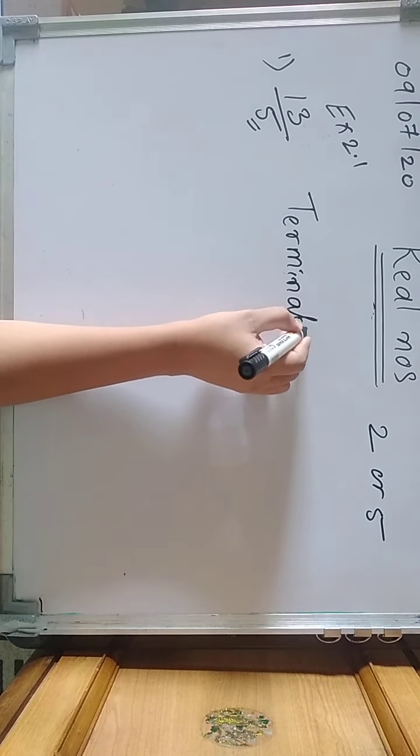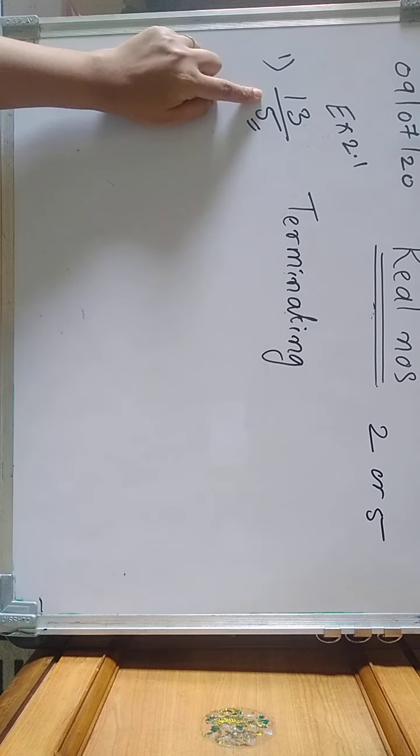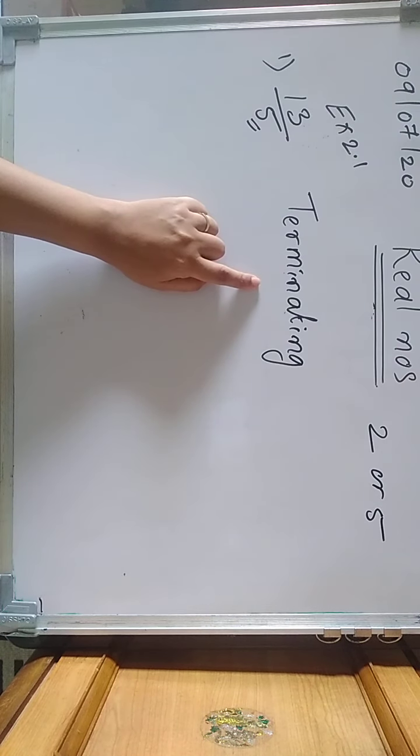It will be in the terminating format. Okay, so you can write the answer. The decimal form of 13 upon 5 is of terminating type.